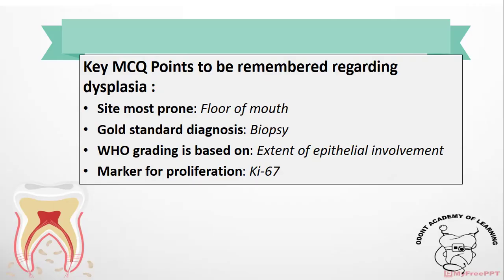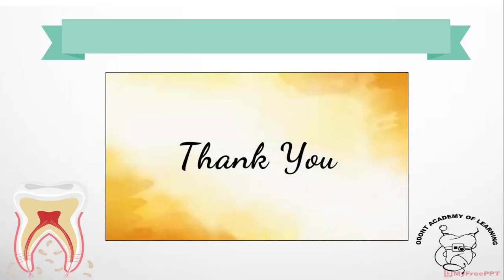Now, what all markers could be used for checking the proliferation of the tissue? That is basically your Ki-67. So this was all about dysplasia. This was the insight which we are supposed to get while we are discussing epithelial dysplasia. So thank you very much.